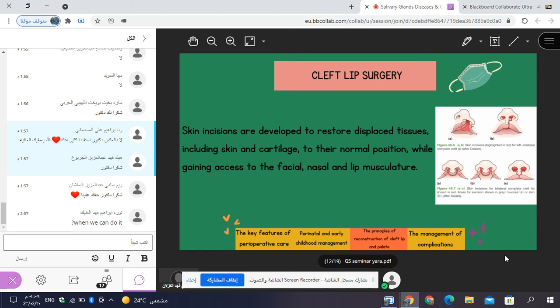So in this one, which I'm pointing at, this is a unilateral cleft lip. Incision is made around the lips and the nose, so we can then suture the muscles and the skin and cartilage together. While this is a bilateral, of course, the incision will be larger compared to the unilateral.